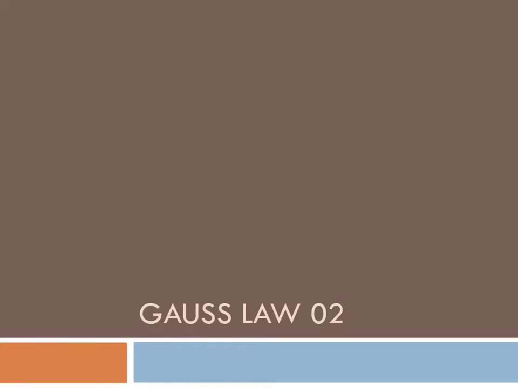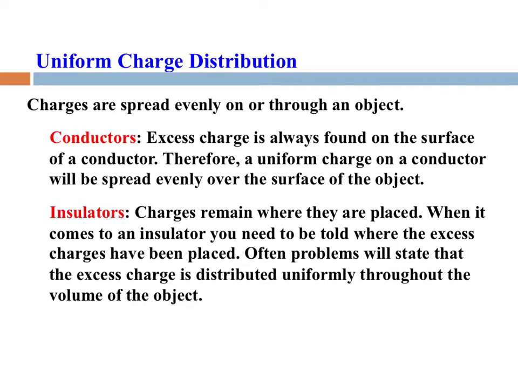This video is a continuation of Gauss's law. In mechanics, we talked about a mass distribution, where mass was evenly distributed over a long cylindrical rod. Here, we're going to talk about uniform charge distribution, where charges are spread evenly on or through an object.